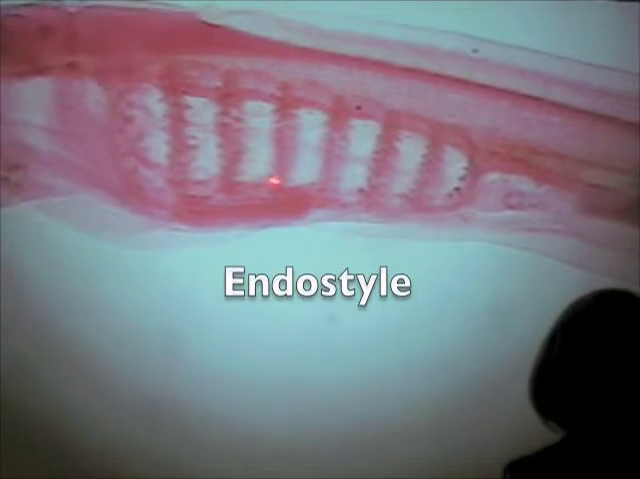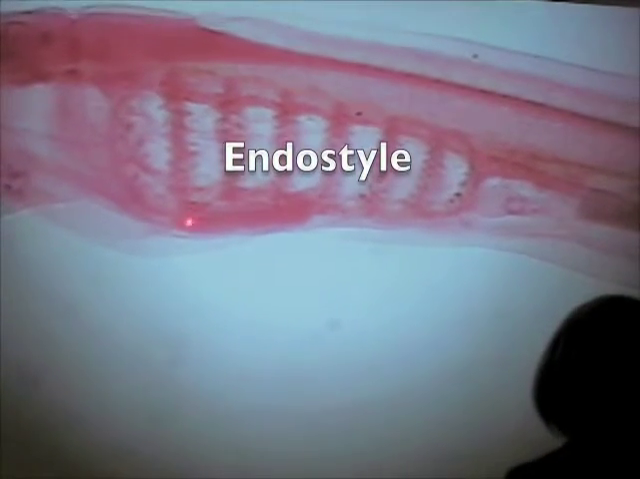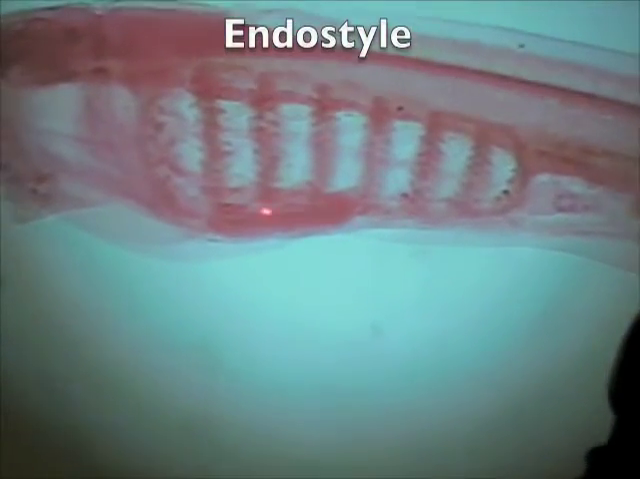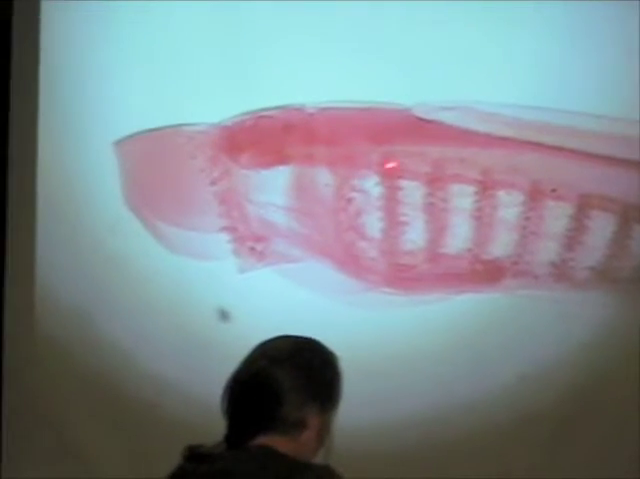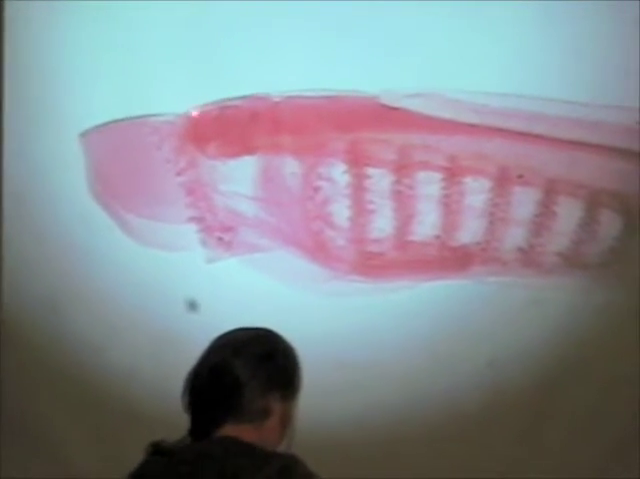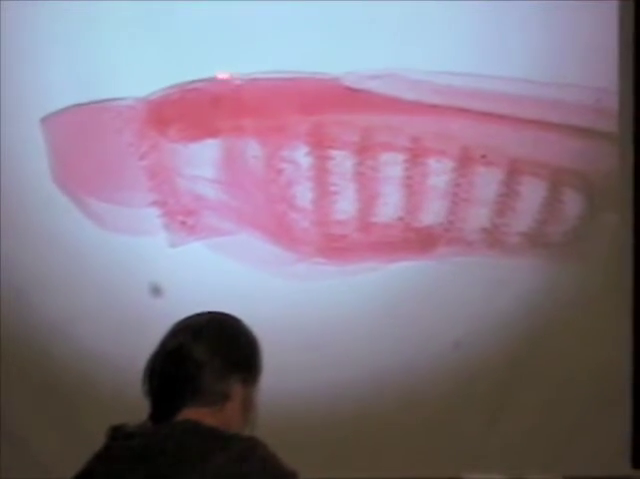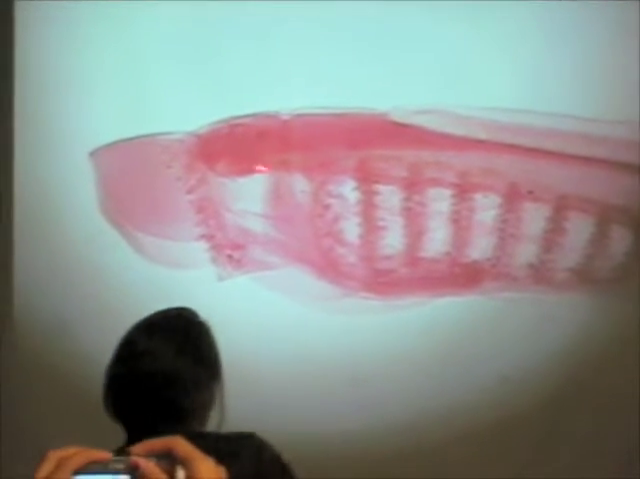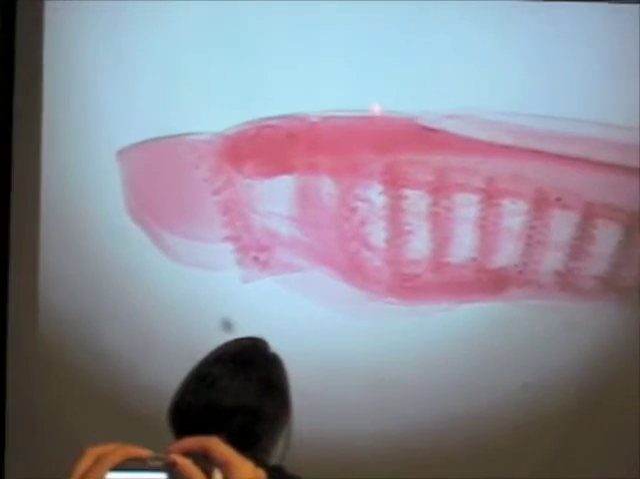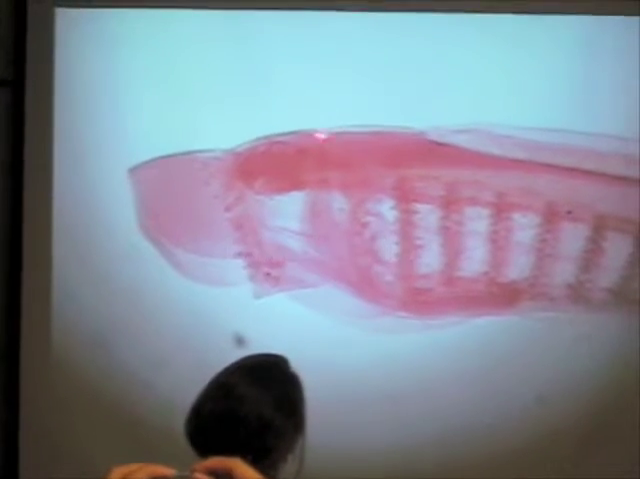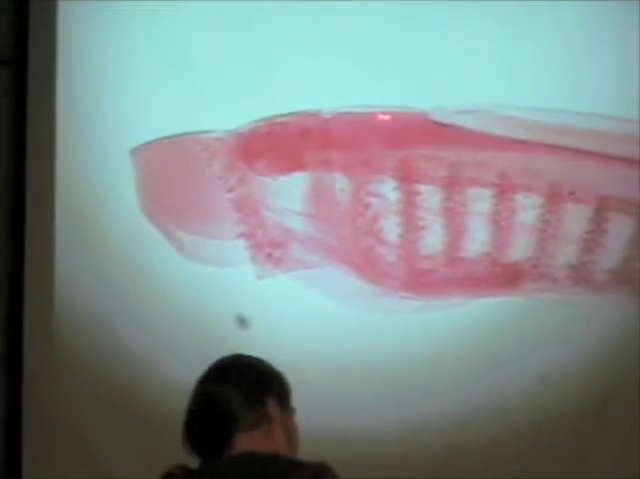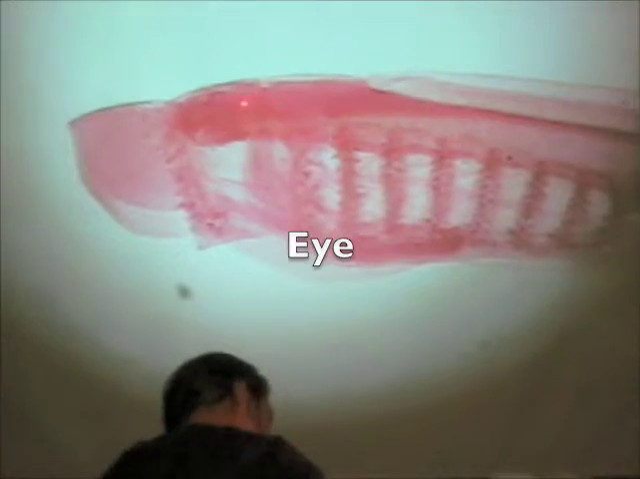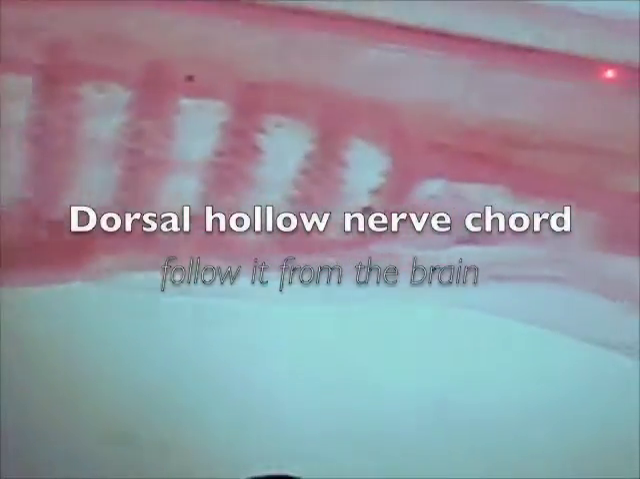What do you think this structure right here is? The endostyle. Right here you can see how it's kind of expanded. So here's the brain. Here is the forebrain. I had that terrible picture in lecture that I was showing you last time. Here's the forebrain, here's the hindbrain. You can see the little separation between the two. You can see that little eye, that little dot. And this comes back into the dorsal hollow nerve cord.